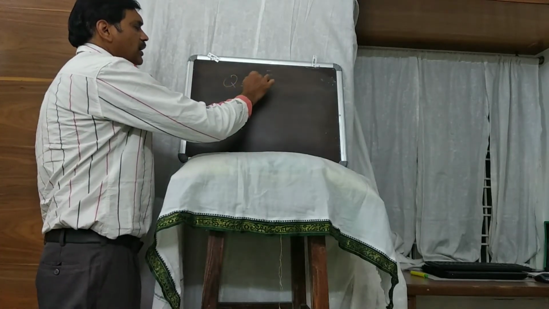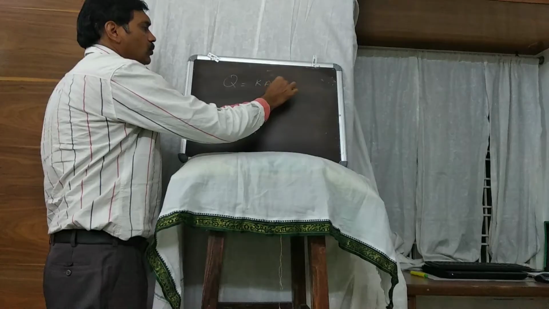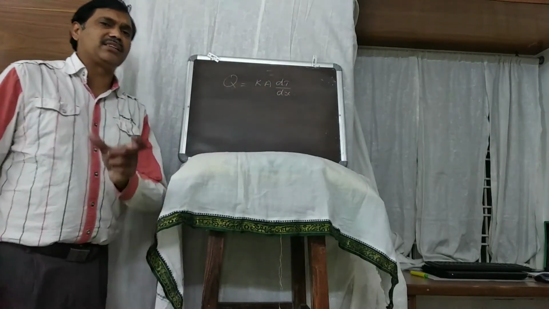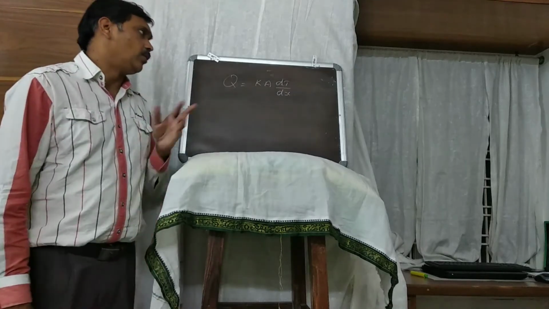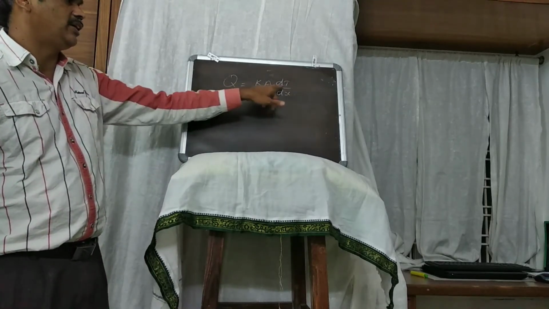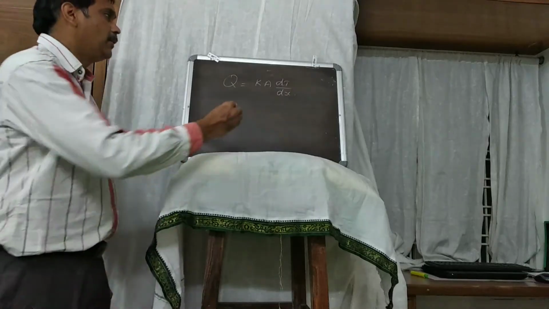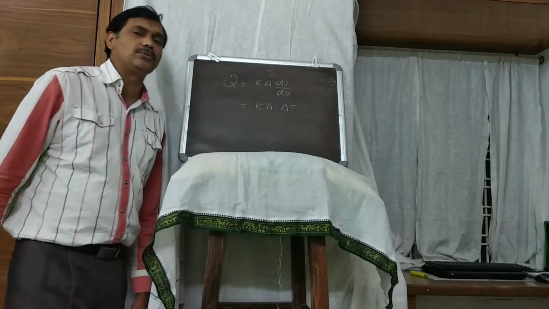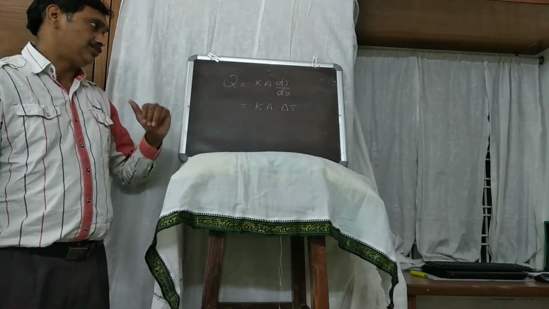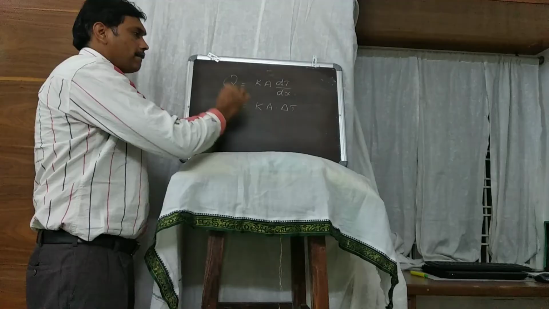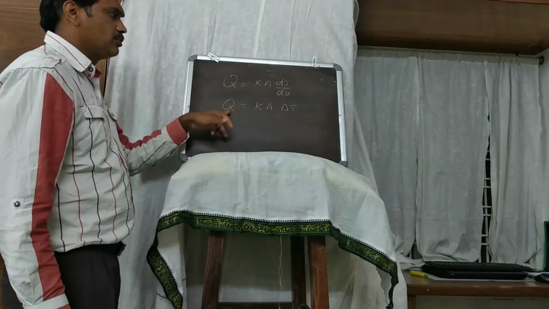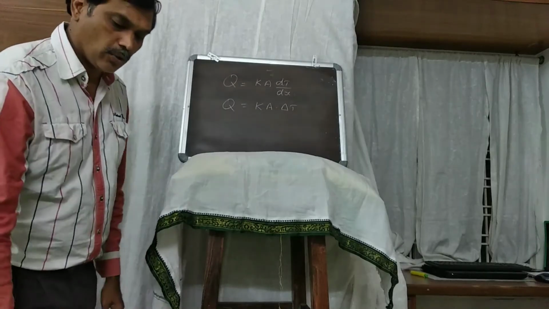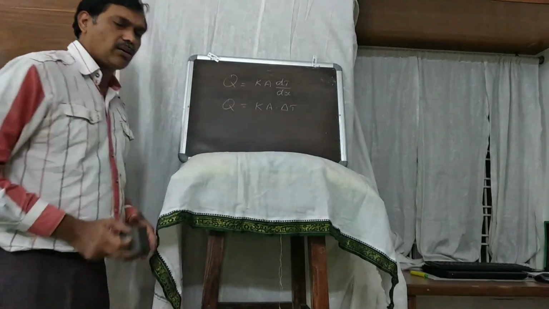Q is equal to Ka into dt by dx. dx is the thickness or length. Now, Q is equal to minus Ka into dt by dx, or generally simply Ka into delta T, we will also define. Now, see here. Q is directly proportional to K, Q is directly proportional to area, Q is directly proportional to delta T. Clear?